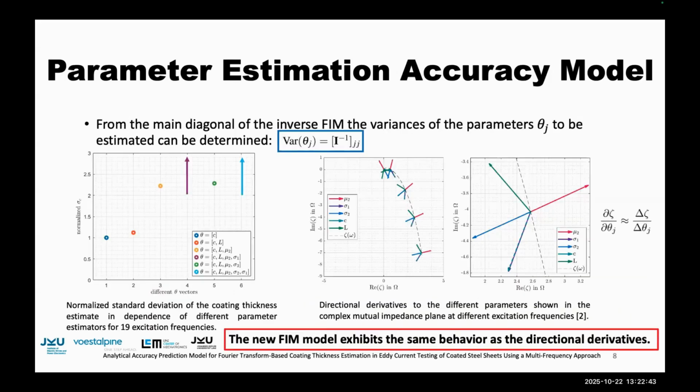And now, from the inverse of the Fisher information matrix, the variances of the parameters that will be estimated can be determined from the main diagonal. On the left side, you can see the results for the normalized coating thickness estimation standard deviation for different parameter estimators. For example, if just the coating thickness C is estimated, then the normalized standard deviation is 1. If, for example, the coating thickness C and the lift-off between the sensor and the steel sheet is estimated, then the standard deviation is increasing. The interesting estimators are now 4 and 6.